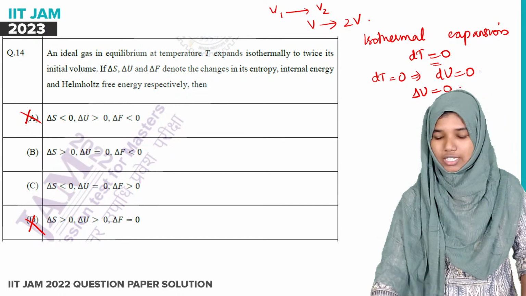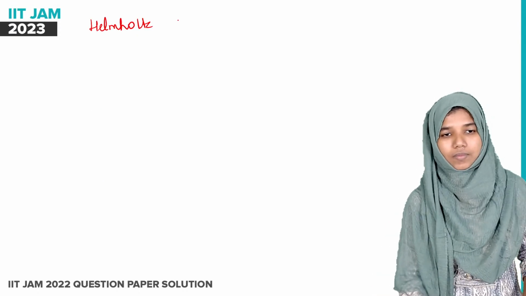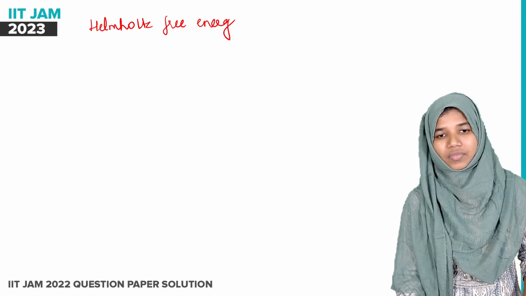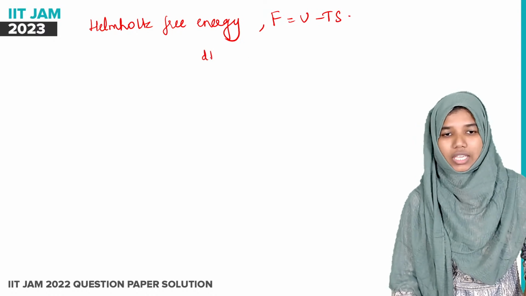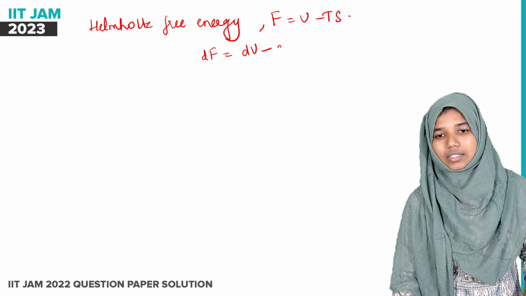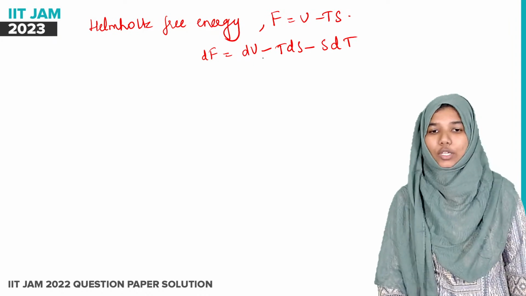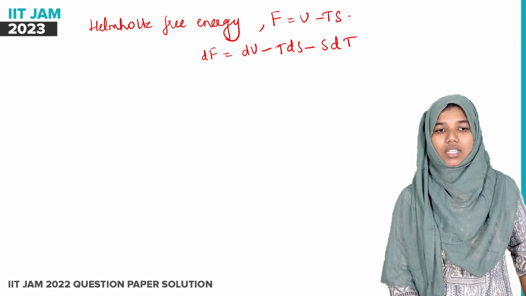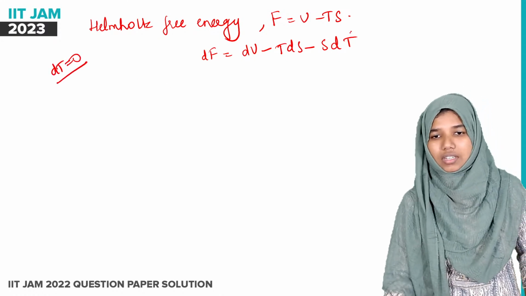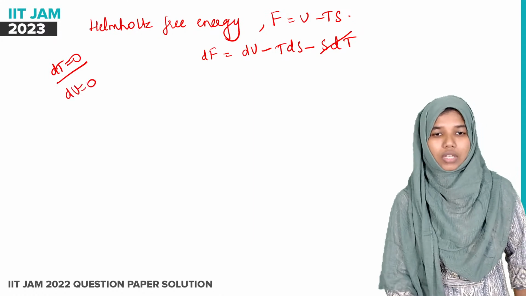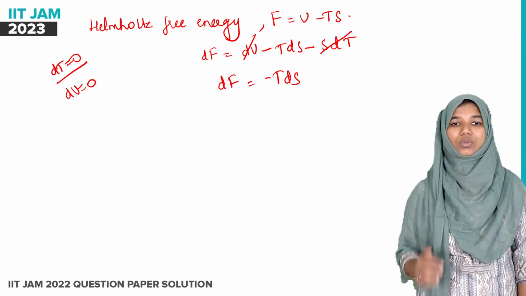Now we will check the Helmholtz free energy. Okay, so Helmholtz free energy F is given by F is equal to U minus TS. Okay, so dF is equal to dU minus TdS minus SdT. Okay, the exact differential of F is equal to dU minus TdS minus SdT. So in isothermal expansion dT is equal to 0. Okay, so this term cancels. Also, dU is equal to 0. Again, this term cancels. So dF is equal to minus TdS, minus T into the change in the entropy.